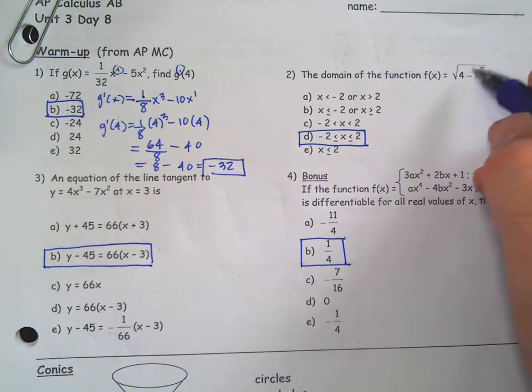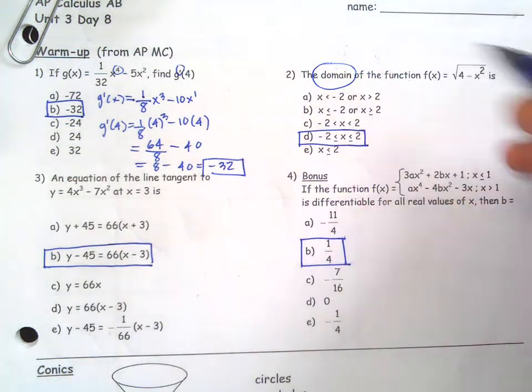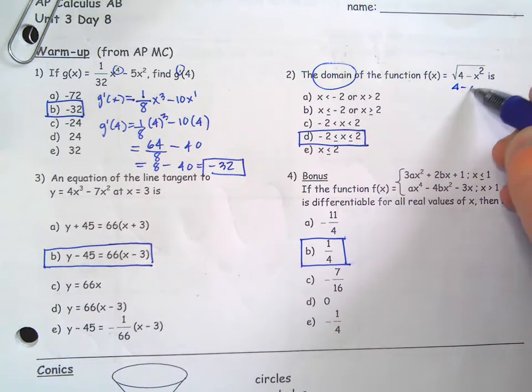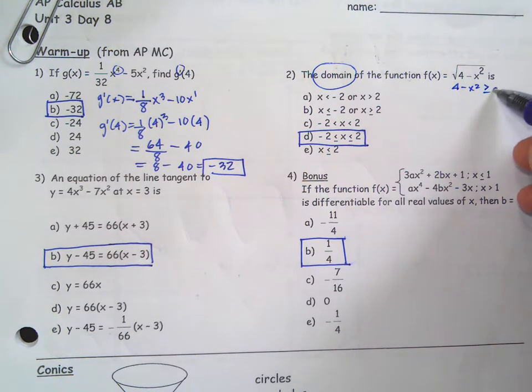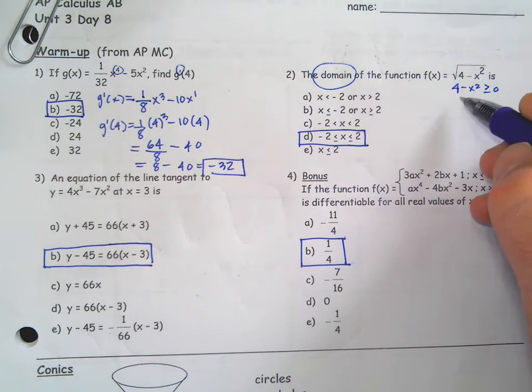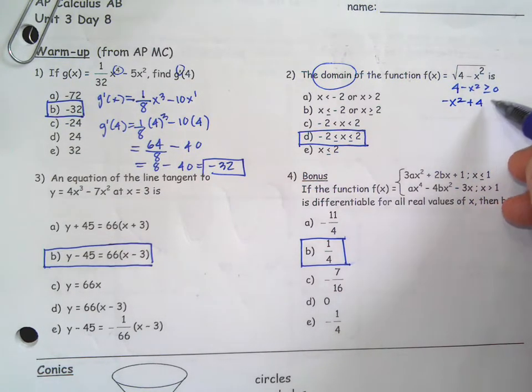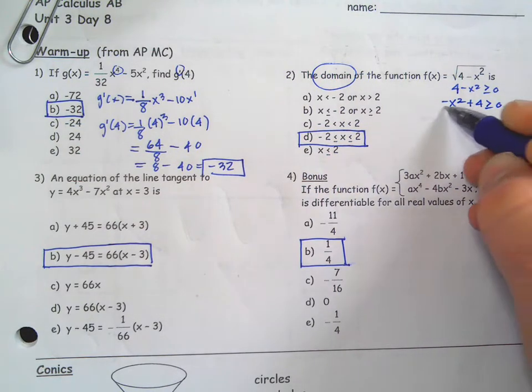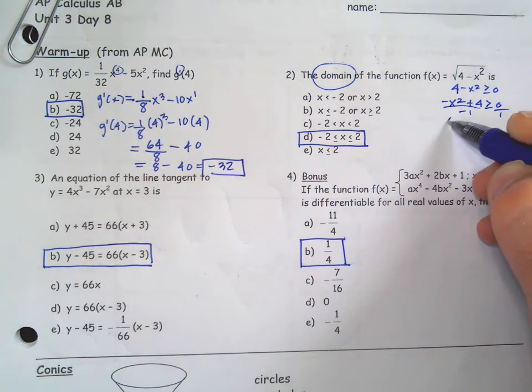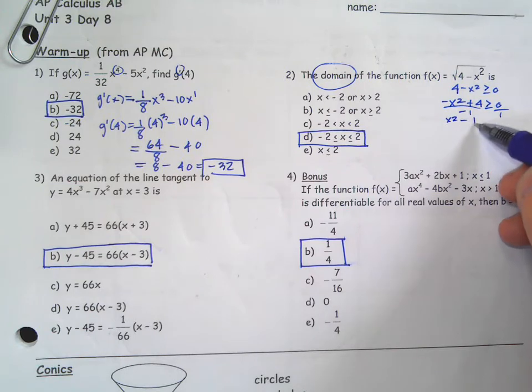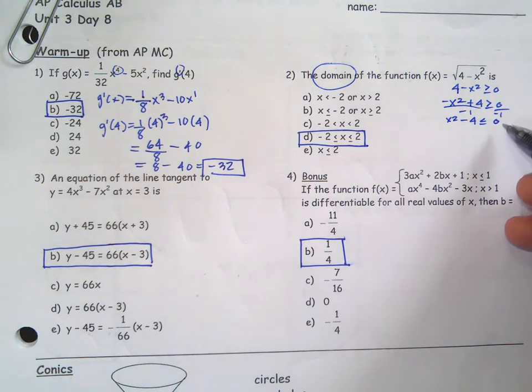Number 2, we're finding the domain of this function. So that means the inside needs to be greater than or equal to 0. I think it would help to write it: negative x squared plus 4 is greater than or equal to 0. We could divide the negative out of both sides just to make it a little more like standard form. You don't have to do this, but you've got to flip the inequality symbol when you do that.